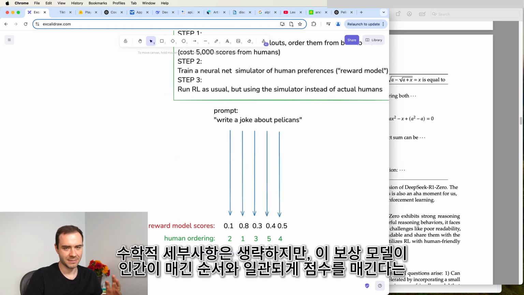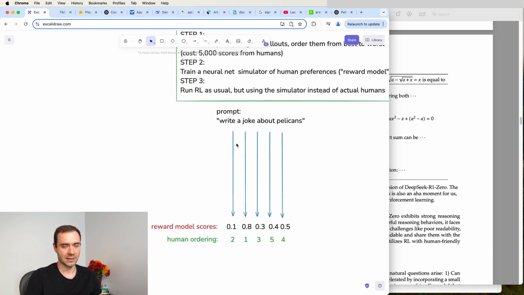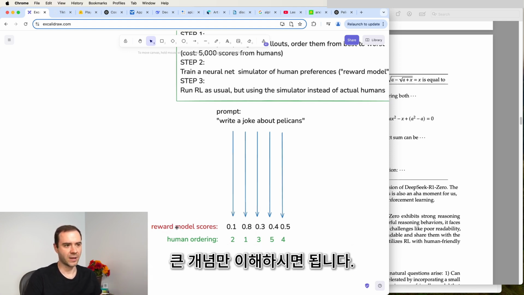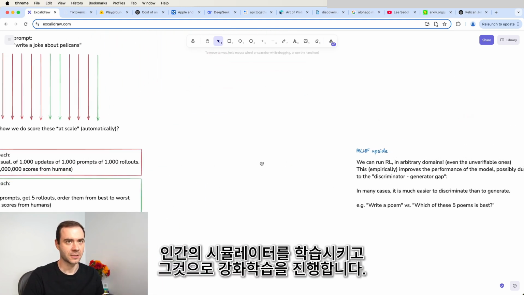And I'm skipping over the mathematical details, but I just want you to understand a high-level idea that this reward model is basically giving us the scores, and we have a way of training it to be consistent with human orderings. And that's how RLHF works. Okay, so that is the rough idea. We basically train simulators of humans and do RL with respect to those simulators.